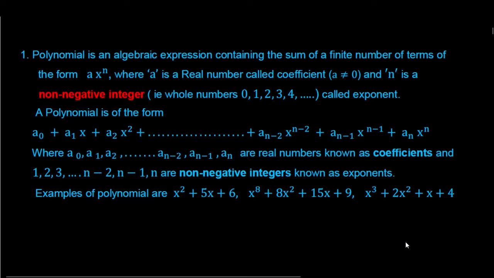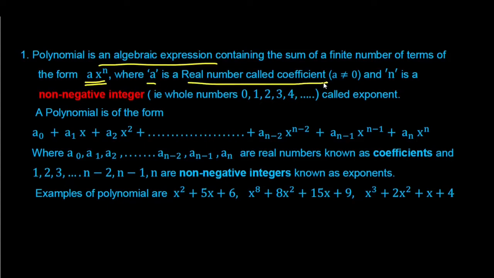What is a polynomial? Polynomial is an algebraic expression containing sum of a finite number of terms of the form a x power n, where a is a real number, it is called coefficient. A is not equal to 0 and n is a non-negative integer, or we can call it a whole number. Whole numbers are 0, 1, 2, 3, 4, etc. This n is called exponent.